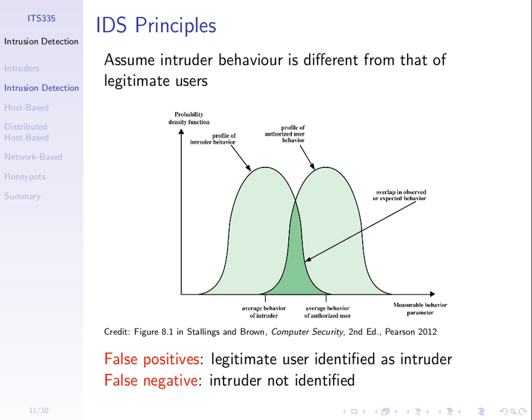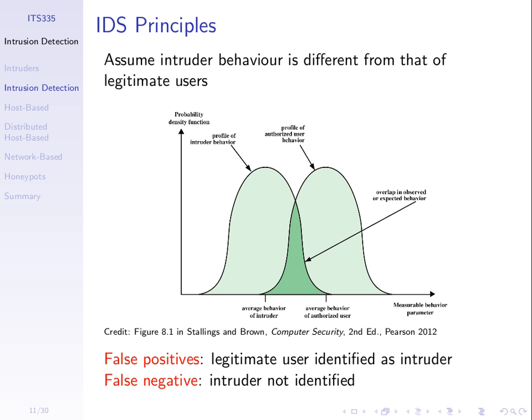Now this is the principle. It's hard to get these profiles of the behavior. What does a normal user do? What does an intruder do? That's the challenge here. So an intrusion detection system should return some results. Some things happen in the system. It should return, is this an intrusion or not?